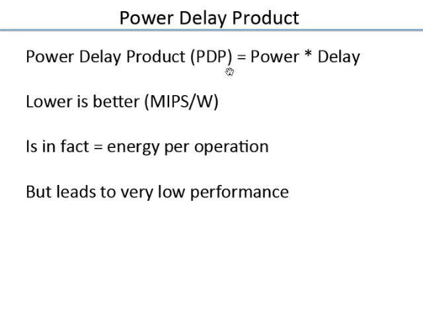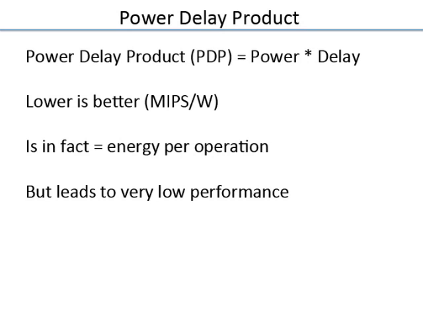Equivalent to this for microprocessors, there is the performance, or instead of delay, you have the measurement of operations per second or instructions per second. That is millions of instructions per second, MIPS. So you can look at MIPS per watt, because MIPS is millions of instructions per second. Second is down, watt is also down. It's 1 by power delay product. So for that, higher is better. Higher MIPS per watt is better because it's the inverse of the power delay product.